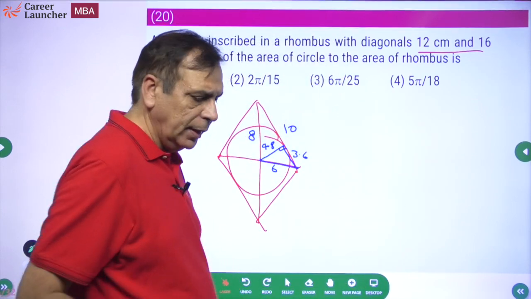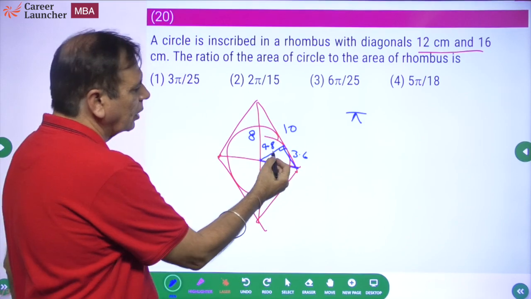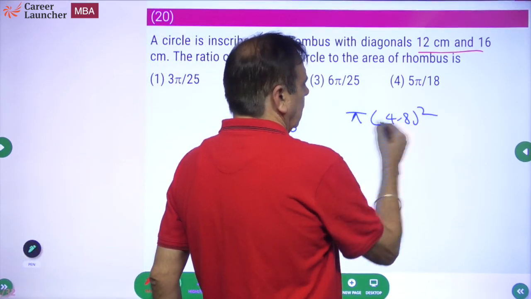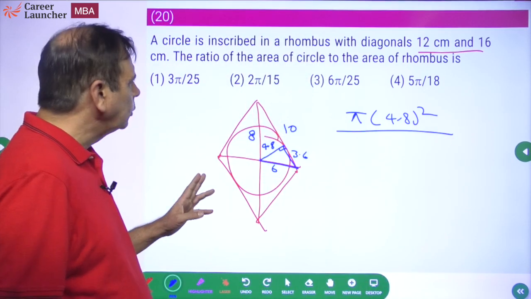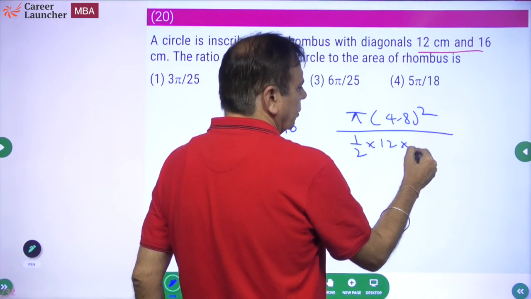Area of the circle will be, answer is in pi, so we'll use pi only. Pi, what is the radius of the circle? 4.8 into 4.8 squared upon area of rhombus is half d1 d2. d1 d2 is 12 and 16. Half into 12 into 16.